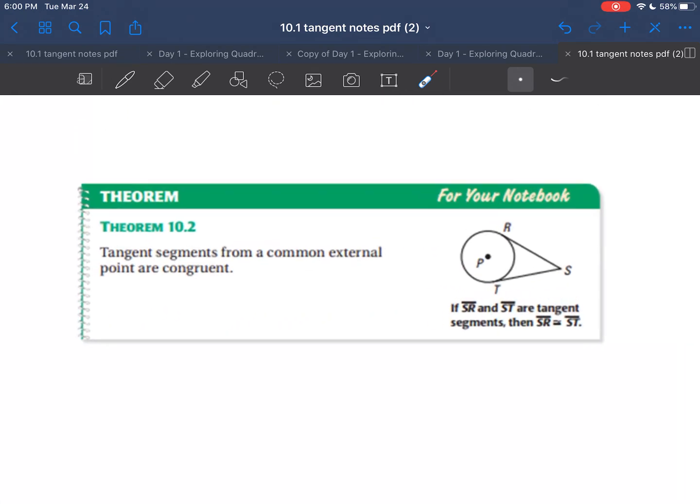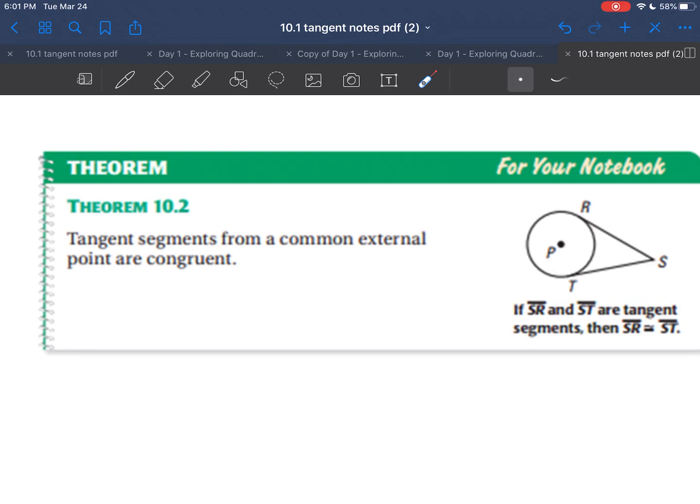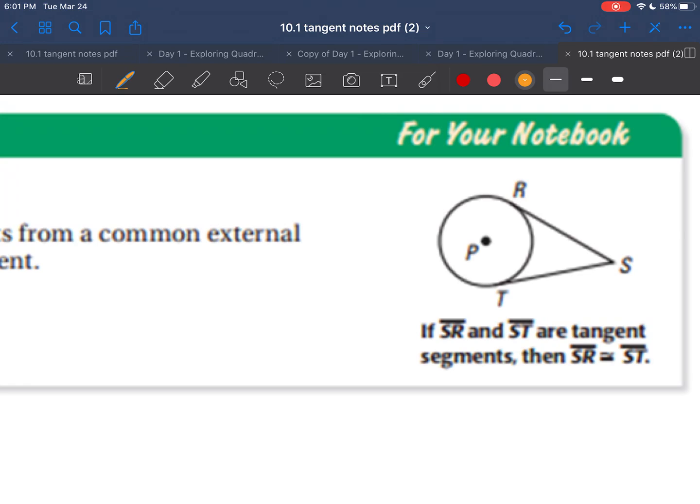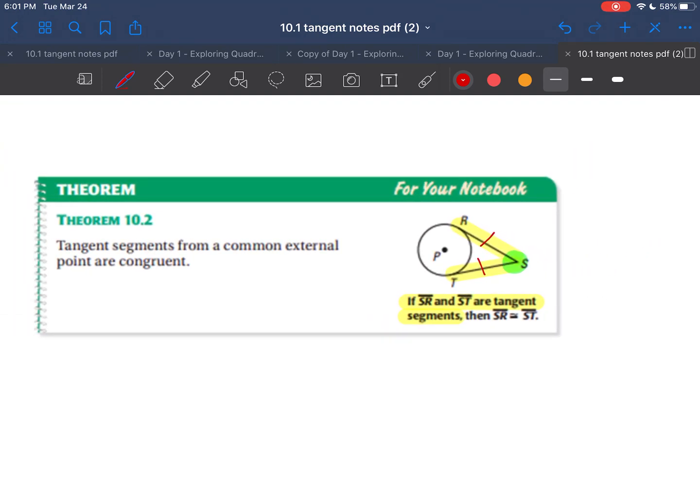Lastly, this is a theorem, but it's more of a property: if you have tangent segments from a common external point, they are congruent. So what that means is, if I already know that these two are tangent, and they come together at a common point outside the circle, then I also know that this segment is congruent to this segment. Therefore, I can set them equal to each other and solve problems.